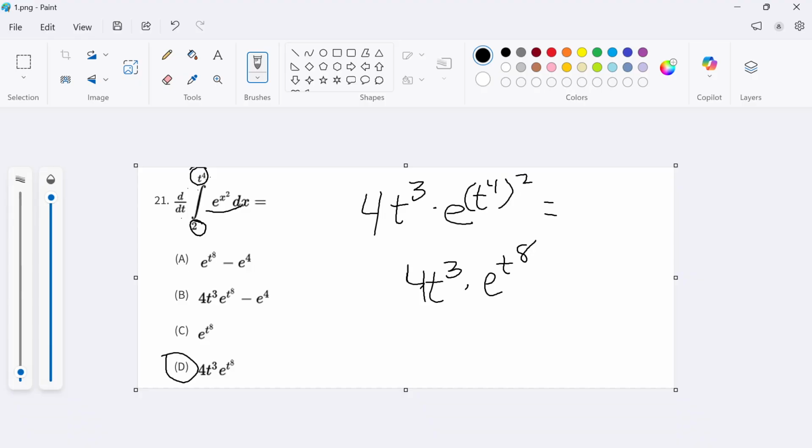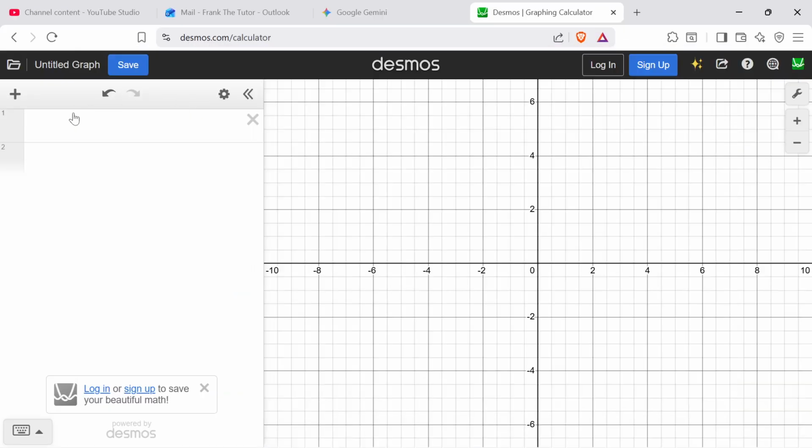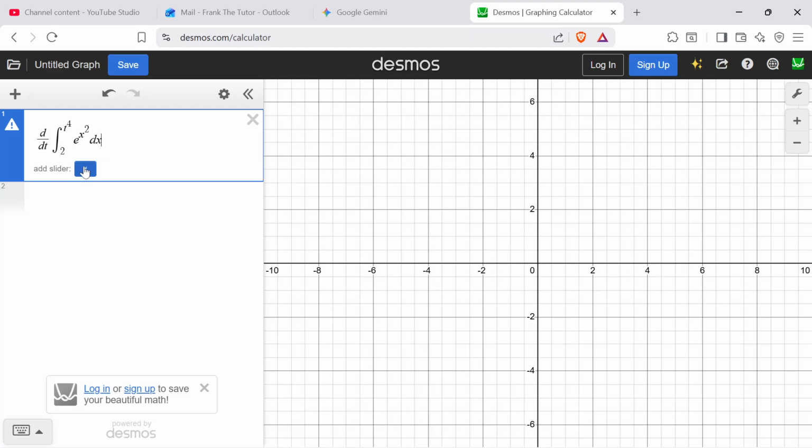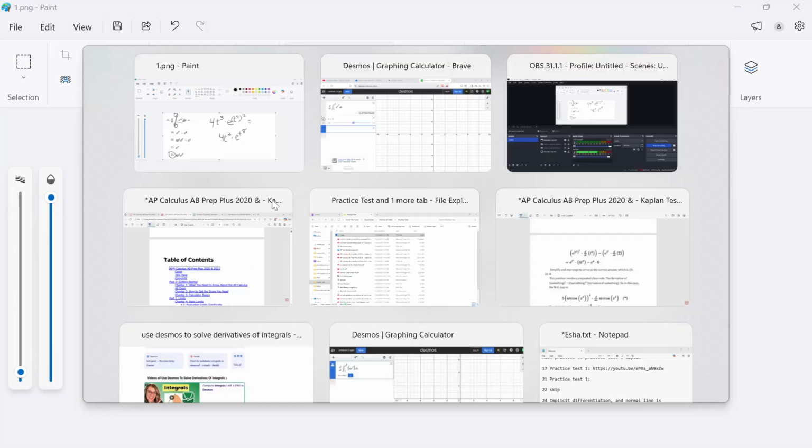Now, if you didn't know how to do that, you can use Desmos. This is Desmos time on the calculus AP exam. I type int and I get the integral. I can write t to the fourth as an upper bound, and I've got e raised to the x squared, and then I put my dx. I make a slider for t, and I'll just leave t at 1. And I'll just look at the answer choices.